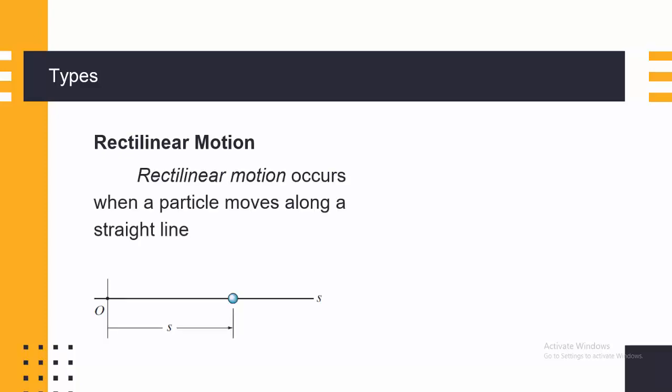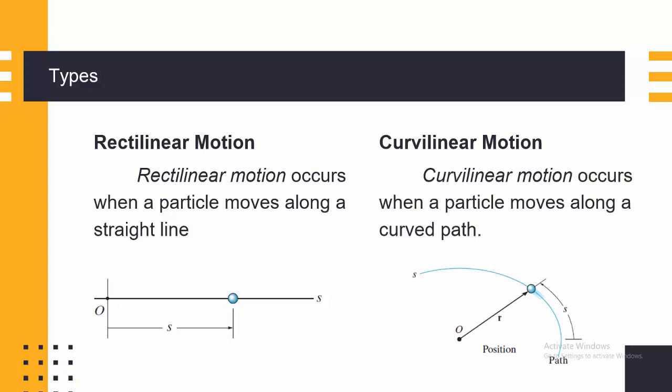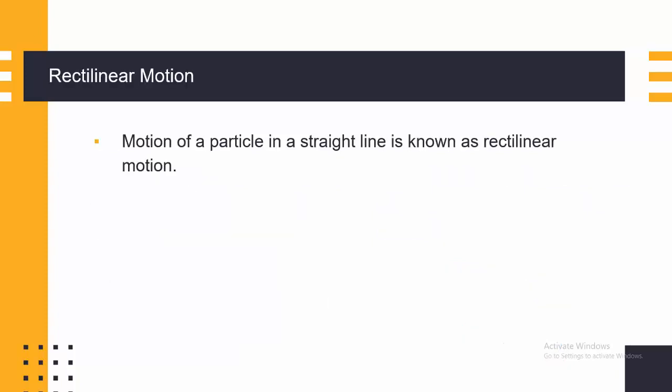There are two types of translatory motion. The first one is rectilinear motion. In rectilinear motion, the particle moves along a straight line. The movement of a car on a straight road is a typical example of rectilinear motion. The second type of motion is curvilinear motion. Curvilinear motion occurs when a particle moves along a curved path. The motion of a missile is a typical example of curvilinear motion. We will start with rectilinear motion.